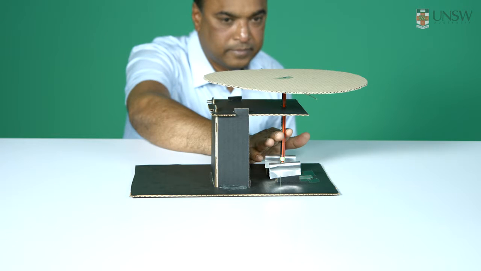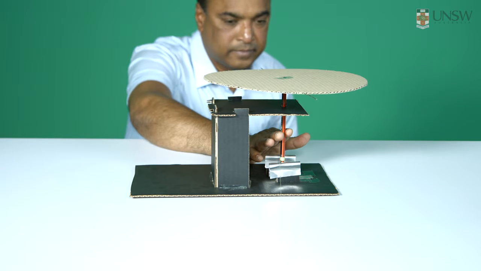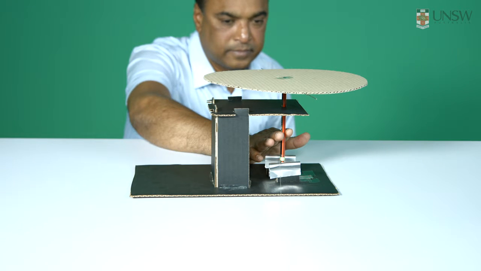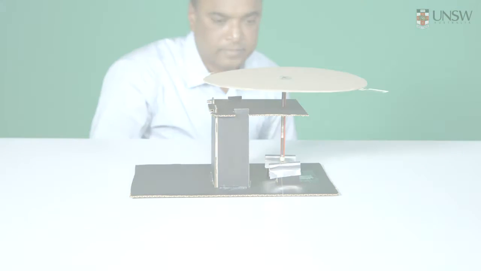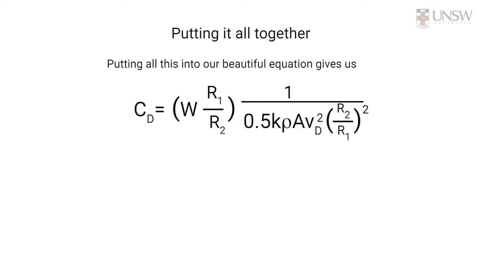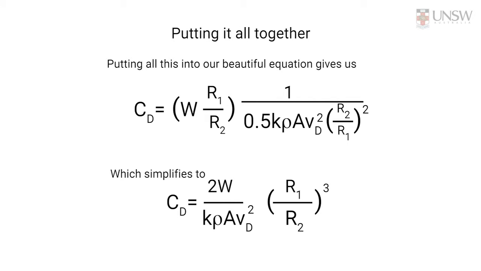The weight we used is the additional weight we added to bring the speed of the rig with the test object up to the speed of the rig with the bare disk. This way we account for the drag of the rig itself. Putting all this into our beautiful equation gives us this equation, which simplifies to this equation. We won't go into detail, but it shows you the general idea. We'll be using a simpler version in the design exploration.